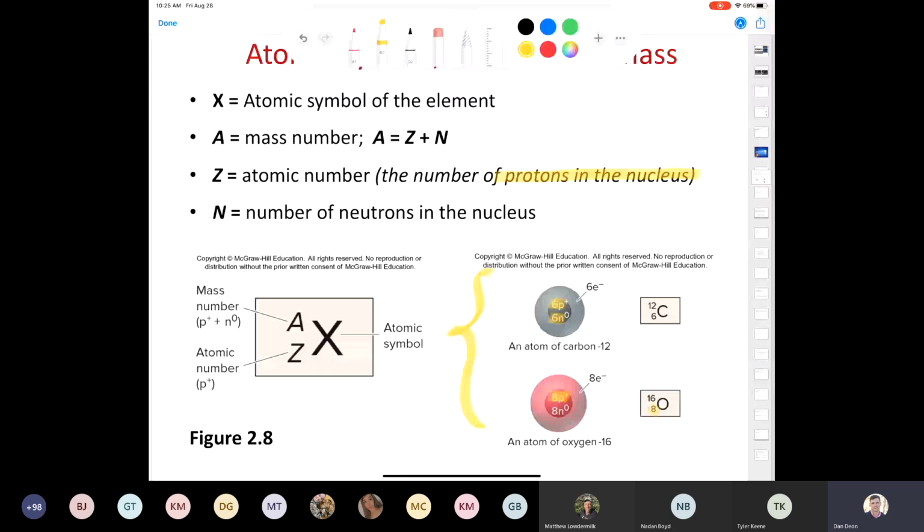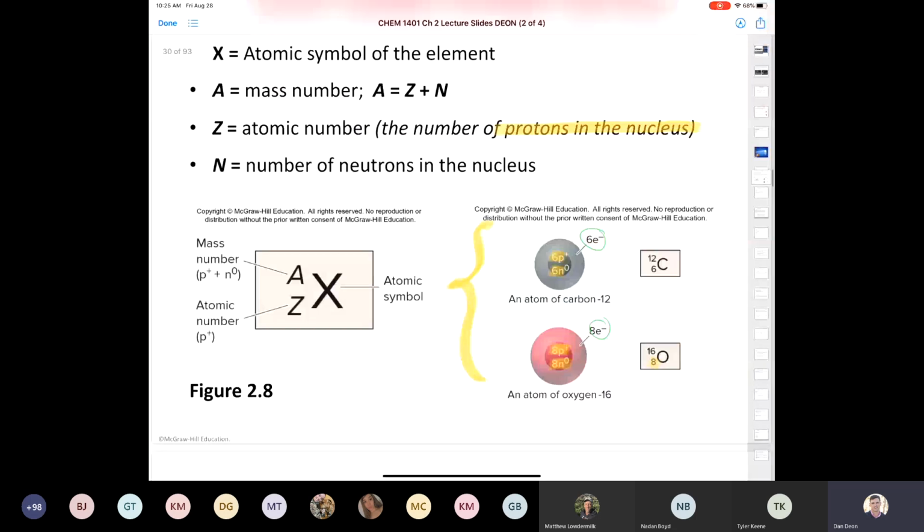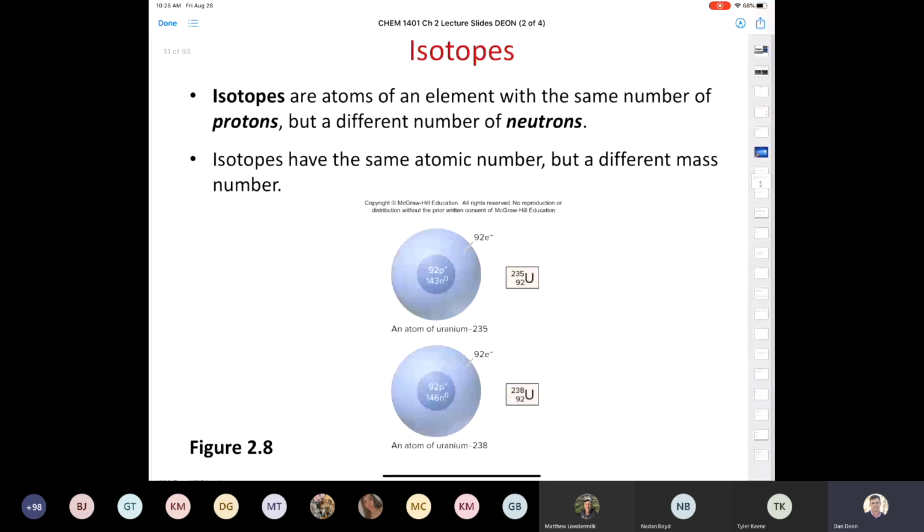Now let me add a little bit more to this. Both of these atoms, neither of them have any charge indicated with them. Well, how would I balance out 6 protons? I must have 6 electrons. How would I balance out 8 protons? I must have 8 electrons. Okay? All right, so that's a little bit about atomic symbol, number, and mass. And let's move on and talk about the subject of isotopes.